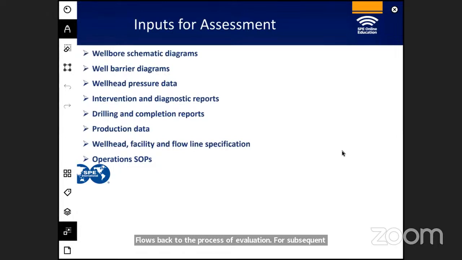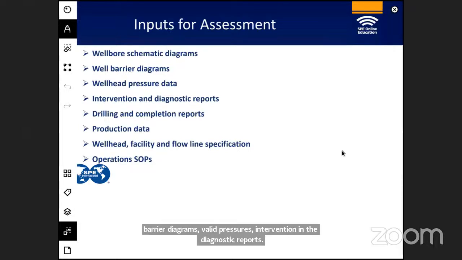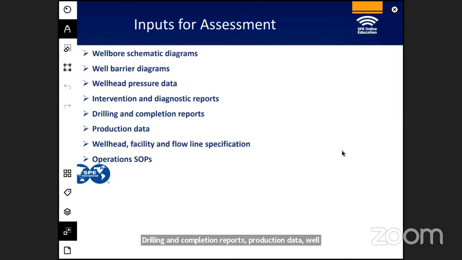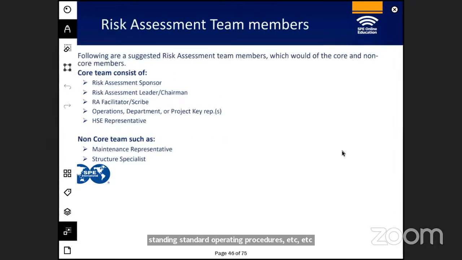So the input required for a risk assessment will involve gathering the wellbore schematic, well barrier diagrams, wellhead pressures, intervention and diagnostic reports, drilling and completion reports, production data, wellhead facilities, flow line specification, operation and standard operating procedures, etc. So the team will comprise a core team, and then there are non-core members who can support. These are some examples of the members of the risk assessment team who can be involved.